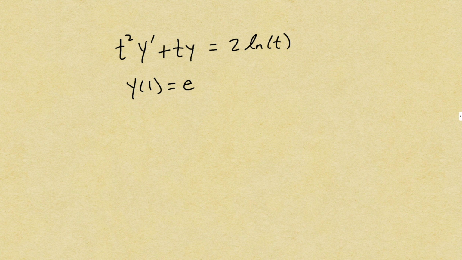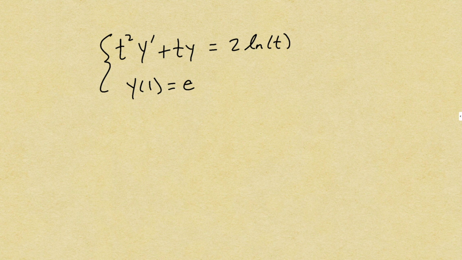We have t squared y prime plus ty equals 2 log of t, and we're given the condition that y of 1 equals e. So that's our full problem that we want to solve for y.